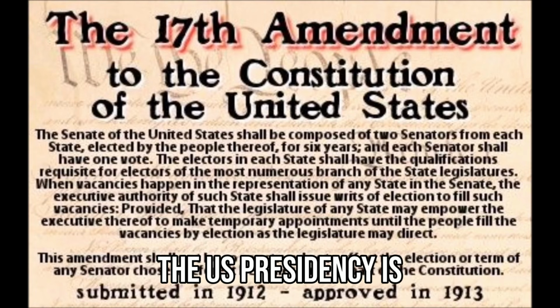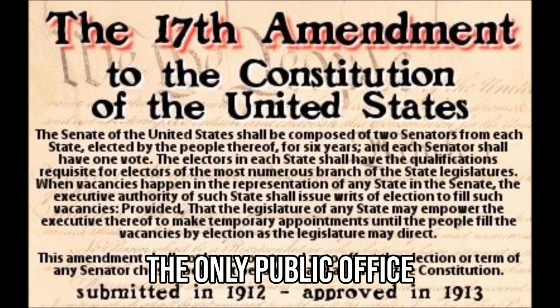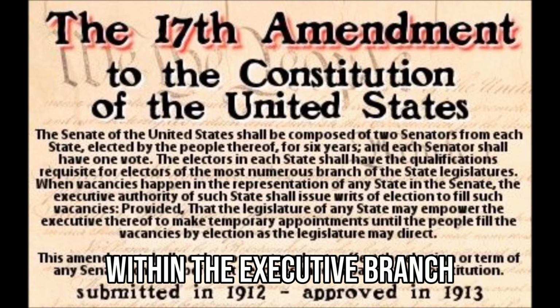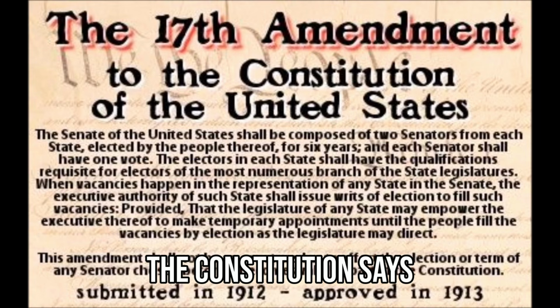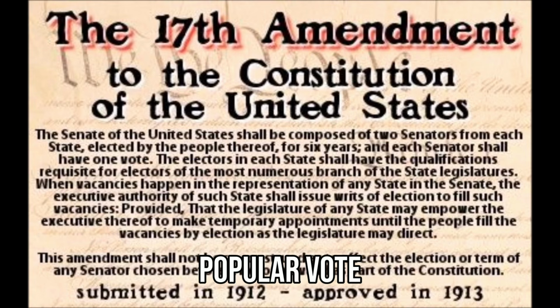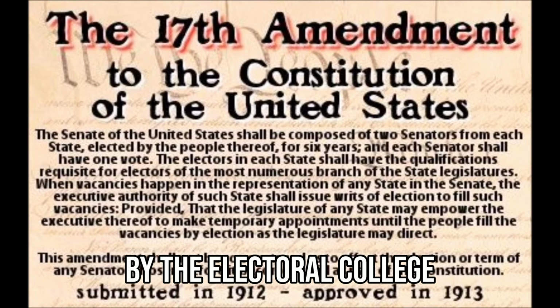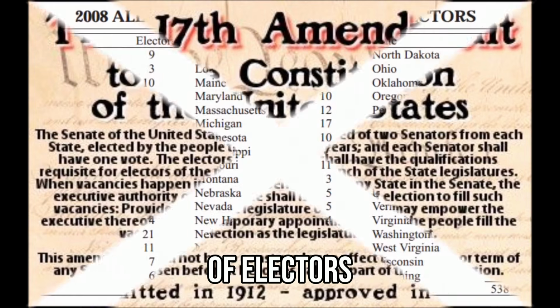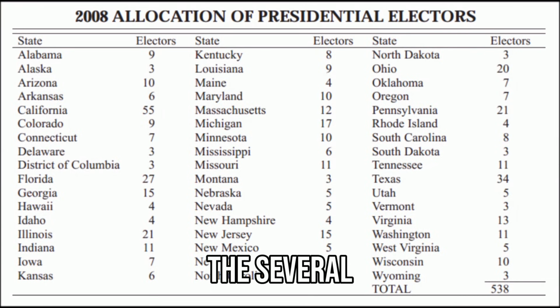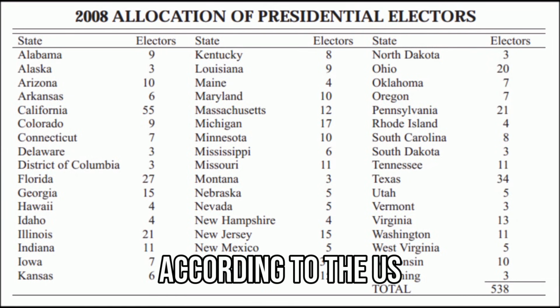Uniquely, the U.S. presidency is the only public office that is specifically enumerated within the executive branch. The Constitution says that the president is not elected by the popular vote. Rather, he is elected by the Electoral College, which is composed of electors who are appointed by the several state legislatures.